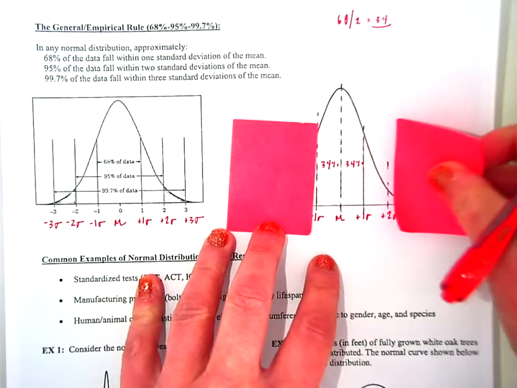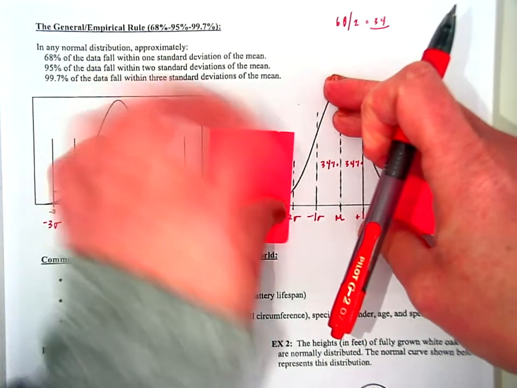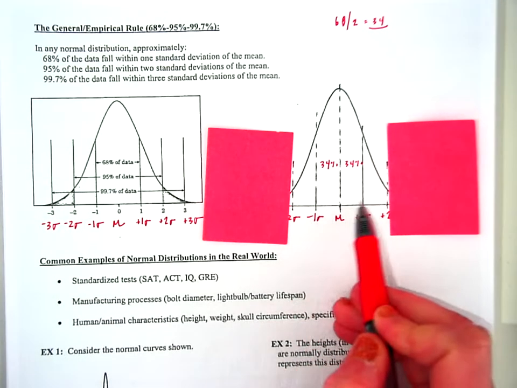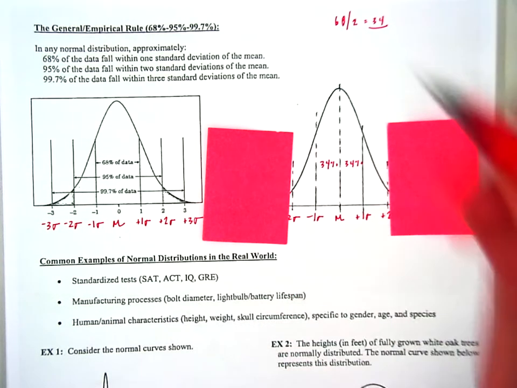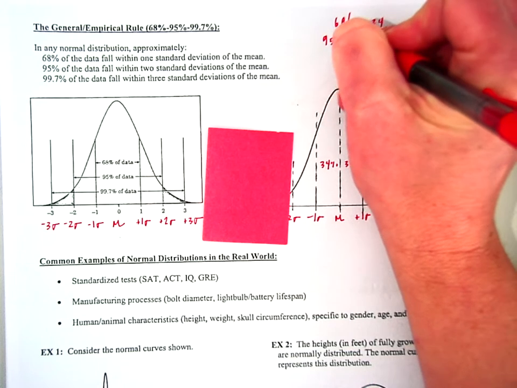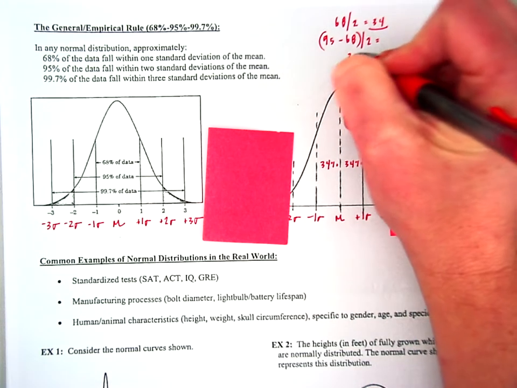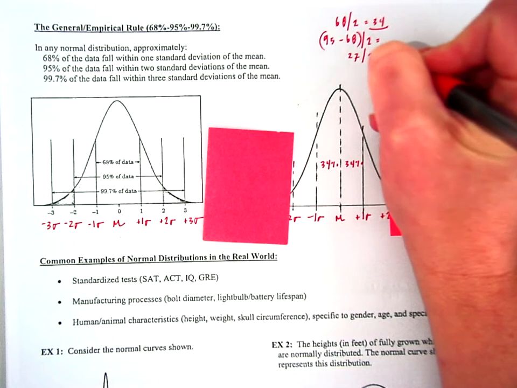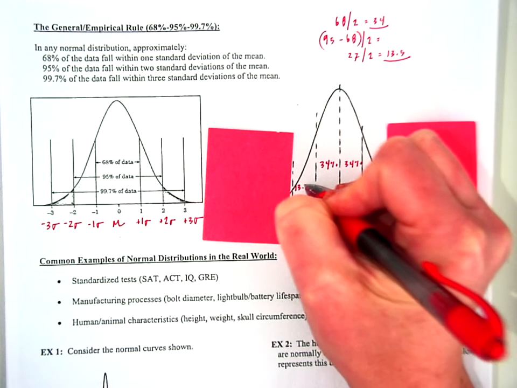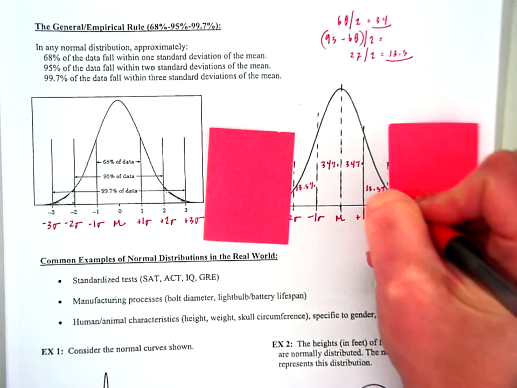Now I'm going to move out to the 2's. 95% of my data falls from here to here. To get there, I'm taking 95, taking away 68, and then dividing it by 2. That's really taking 27 and splitting it 2 ways, and I get 13.5. So 13.5% falls here, and 13.5% falls here.